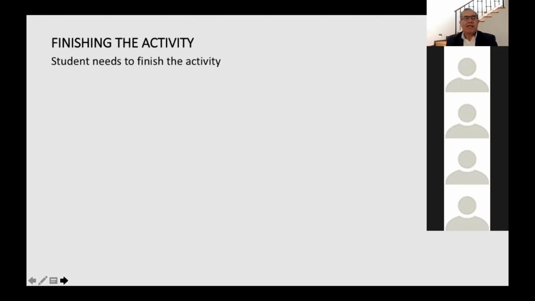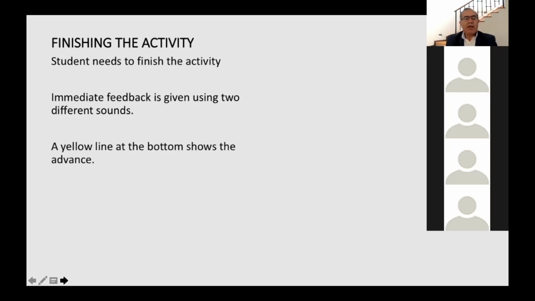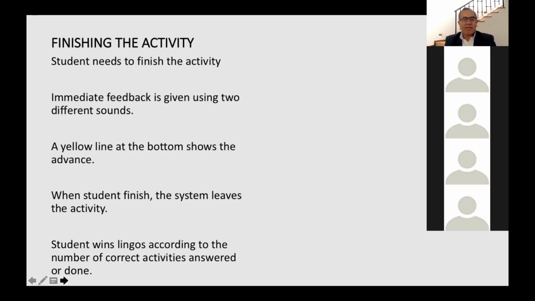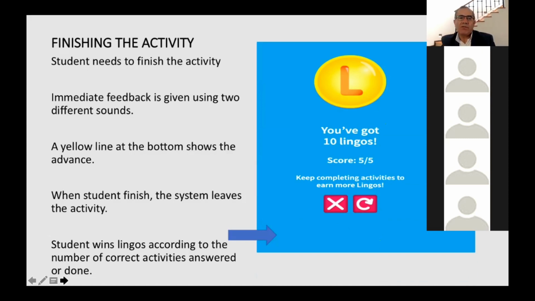So the student needs to finish the activity. There is immediate feedback with a sound. I'm going to show you in a minute. They use two sounds, one for the correct answer and the other for the incorrect one. A yellow line at the bottom is advancing, telling you how many exercises there are. So it shows you the progress of the student. When the student finishes, the system leaves the activity. The student will get lingos according to the number of correct activities answered. If they have answered all of them correctly, of course, the number of lingos won is bigger than the others. So this is when the student finishes.